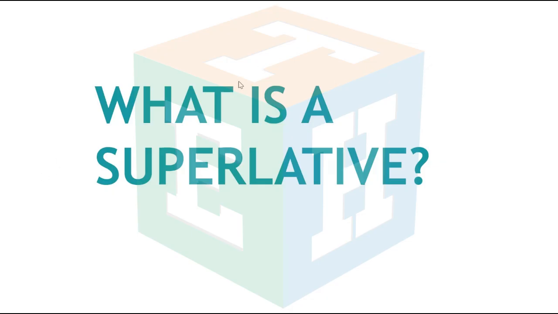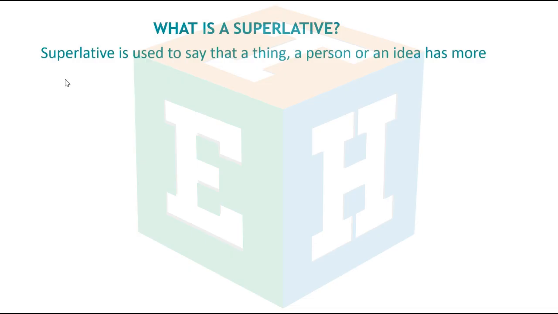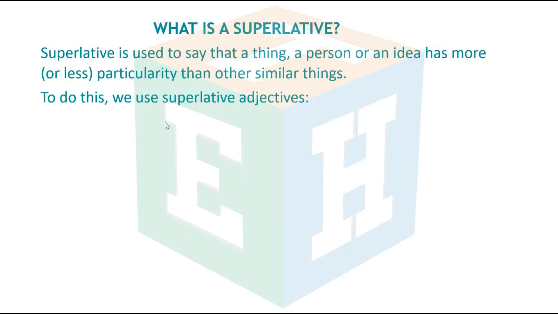And today we shall be looking at what is a superlative. Let's get started. What is a superlative? Superlative is used to say that a thing, person, or an idea has more or less particularity than other similar things. To do this, we use superlative adjectives.